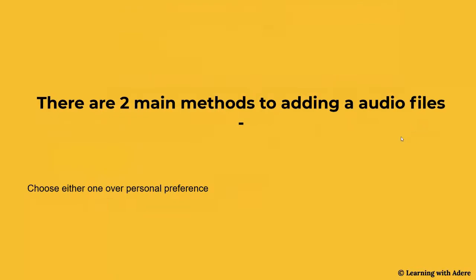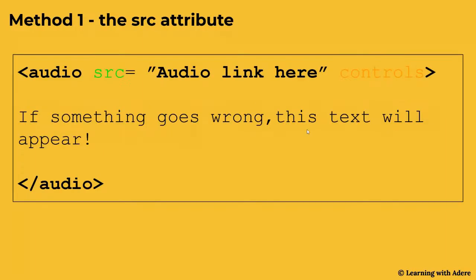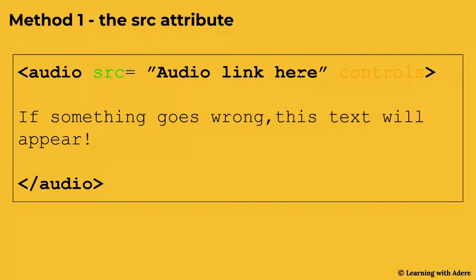So there are two main methods to adding audio files. You can choose one over the other by personal preference. There's not really benefits between them. They get the same job done. So method one is using the source attribute. The source attribute works the same way it did with the image element when we were adding images to our web page. So simply in here, we type in audio src, the source attribute, and then we say equals. We put our quotations, and then we put our audio link within those quotations.